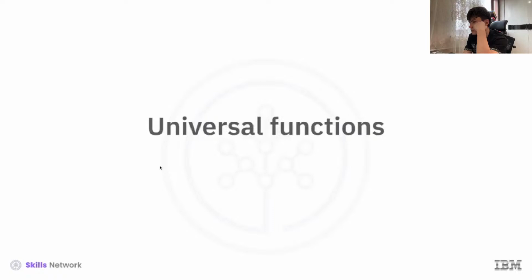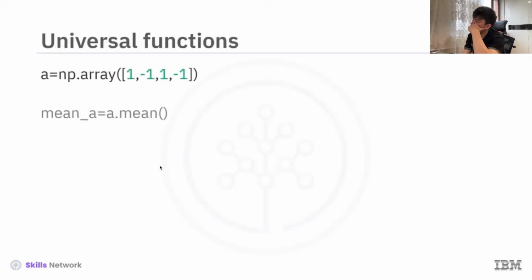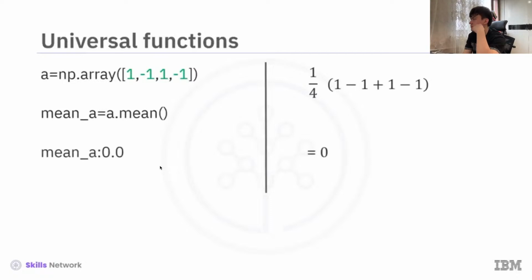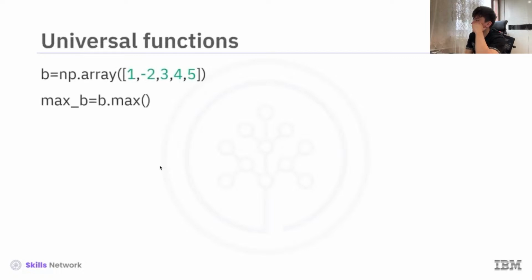A universal function is a function that operates on ND arrays. We can apply a universal function to a numpy array. Consider the array A. We can calculate the mean or average value of all the elements in A using the method mean. This corresponds to the average of all the elements. In this case, the result is 0. There are many other functions. For example, consider the numpy array B. We can find the maximum value using the method max. We see the largest value is 5. Therefore, the method max returns a 5.